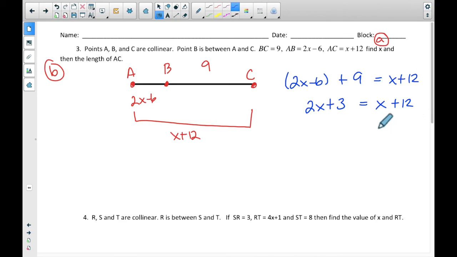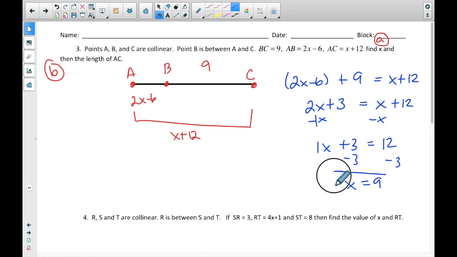I need to solve my equation. I have x's on both sides. I'm going to keep all my x's on the left this time. So I'm going to subtract my x. 2x minus x, remember that's like a 1x, so 2x minus 1x is 1x plus 3, and I bring down my 12. I'm going to subtract that 3 from both sides, and I get x equals 9.